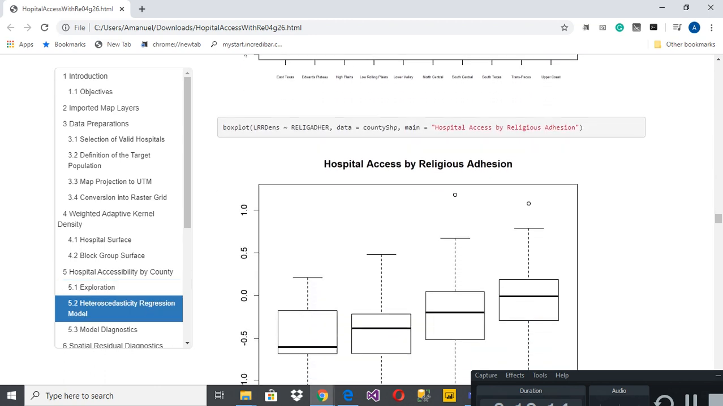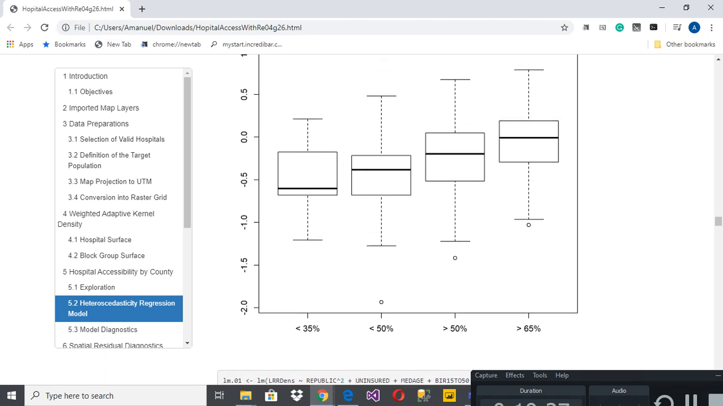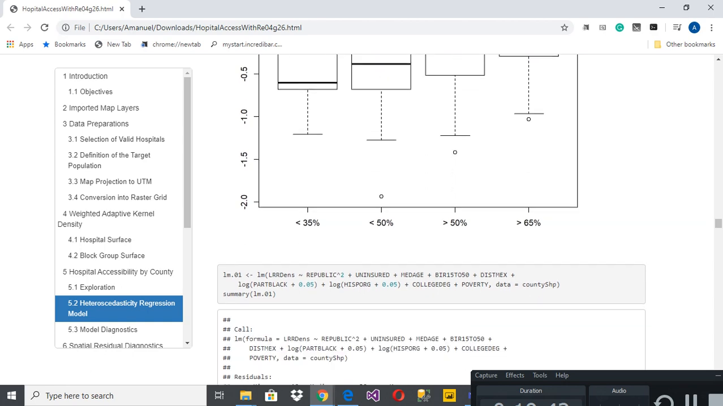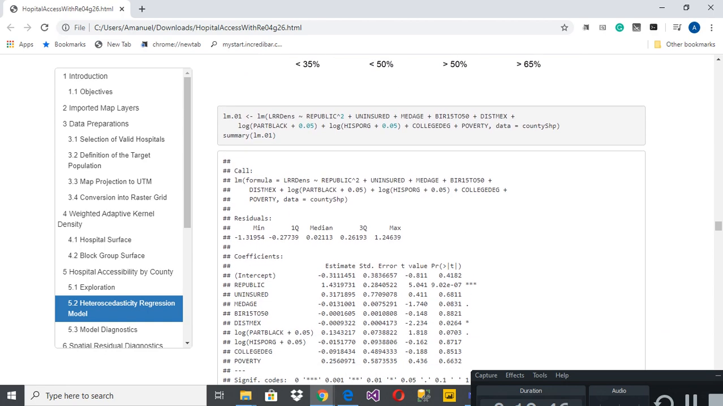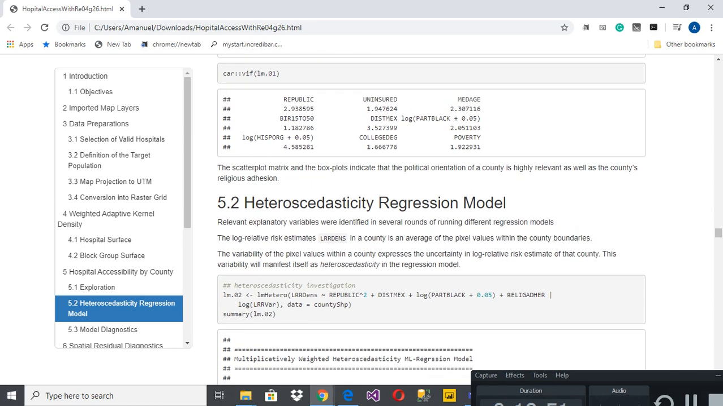Another factor is religious adhesion. So the larger the religious affiliation group there is, the demand, I mean the access, increases. So maybe this is because the community helps each other to build healthcare access, I mean healthcare facilities. So religion and politics have higher implications in this case.